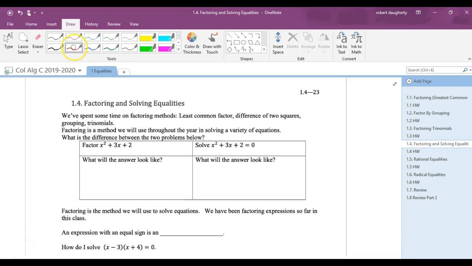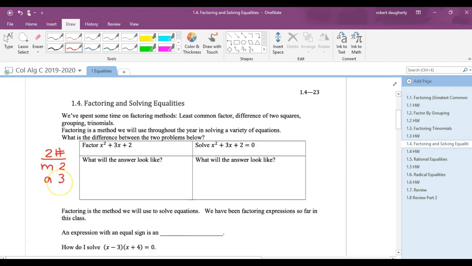So factoring and solving equations. Now, this would have been a perfectly good question on the quiz you just had. Factor this, okay? So how do I factor that? I need two numbers that do what? Yeah, multiply to 2 and add to 3.